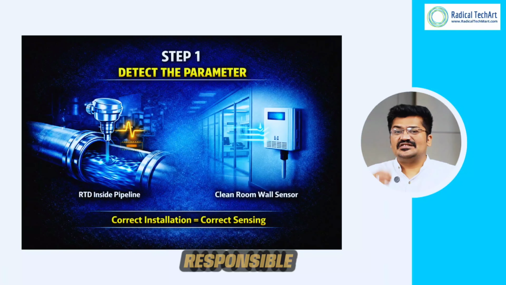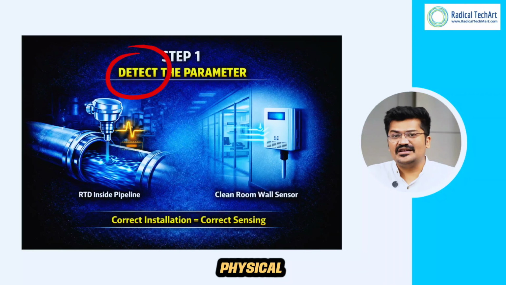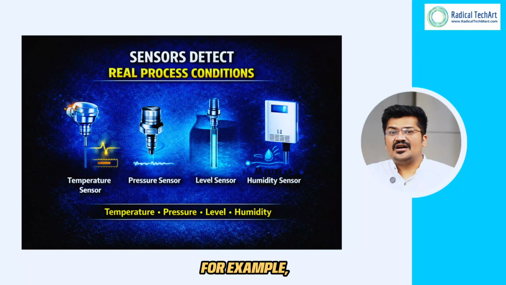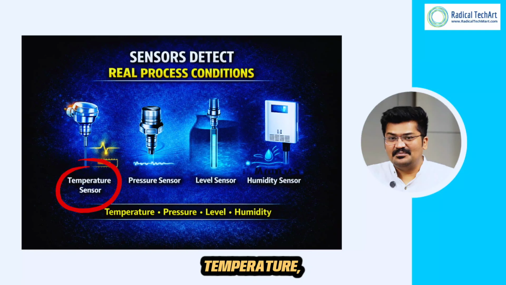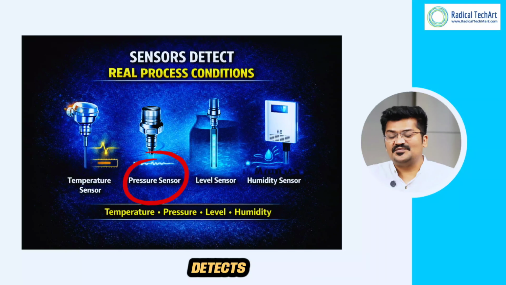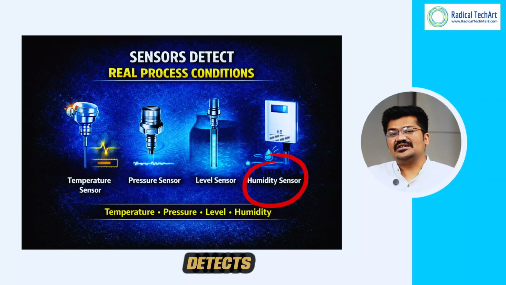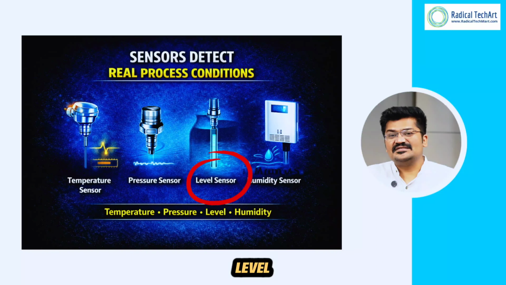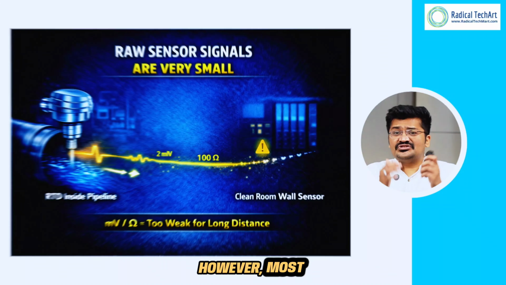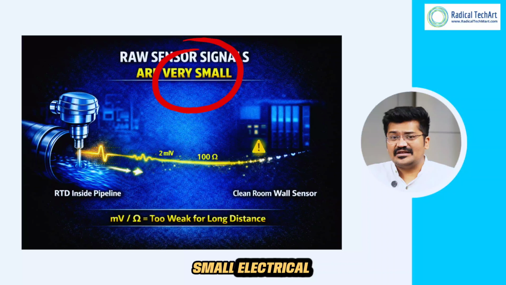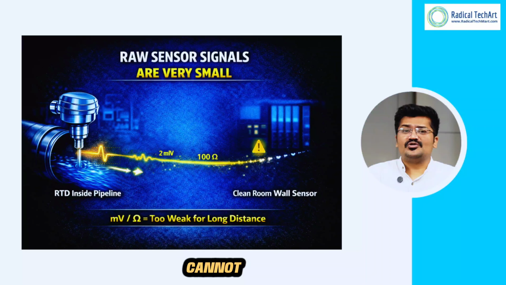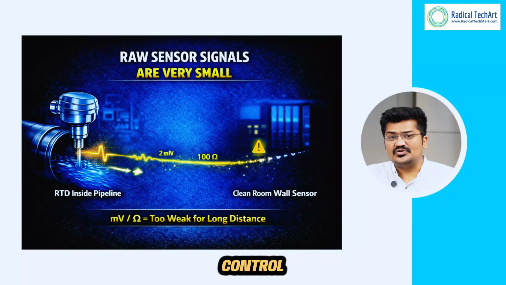The first element in any measurement system is the sensor. The sensor is responsible for detecting the physical parameter. For example, a temperature sensor detects the temperature. A pressure sensor detects pressure. A humidity sensor detects humidity. And a level sensor detects liquid level inside a tank. However, most sensors generate very small electrical signals. These signals cannot always be used directly by control system.